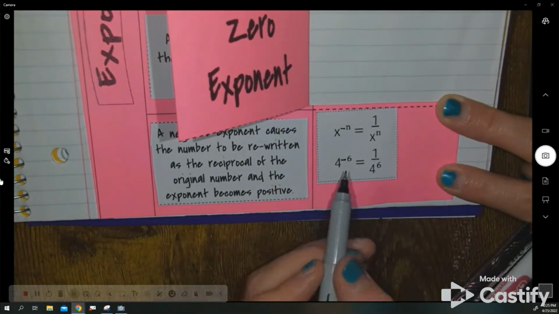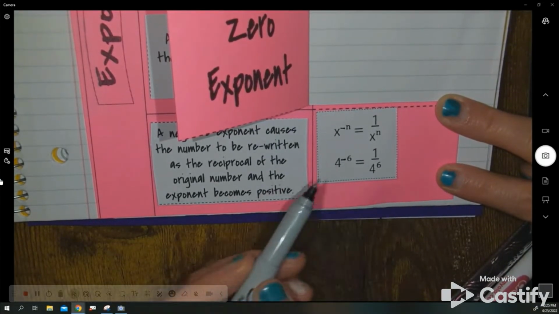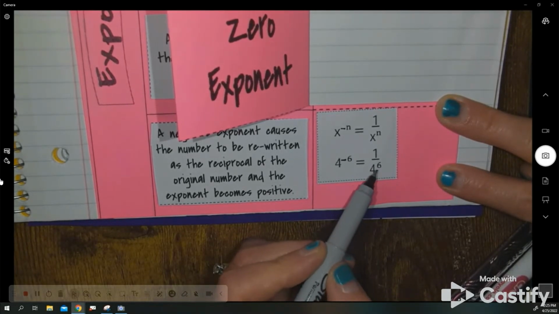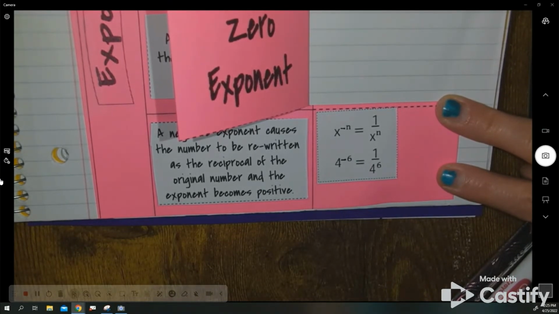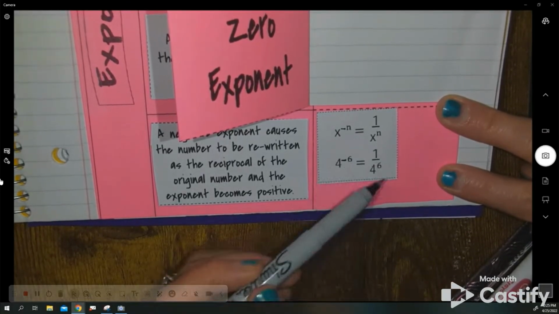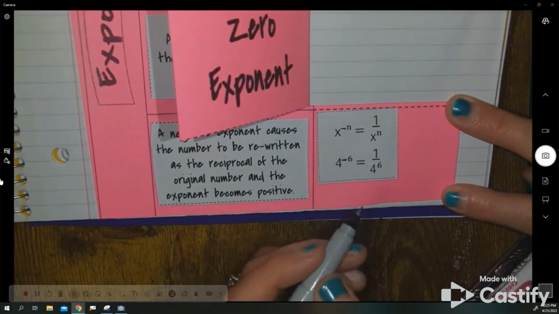4 to the negative 6th power. We've got technically 4 over 1 to begin with. We flip, we've got 1 over 4, that's reciprocal. And to the 6th power. You could simplify that. You could figure out what 4 times 4 times 4 times 4 times 4 times 4 is and write it as 1 over that number. That's fine. Sometimes they're just asking you to write it as the reciprocal with the power at the bottom.